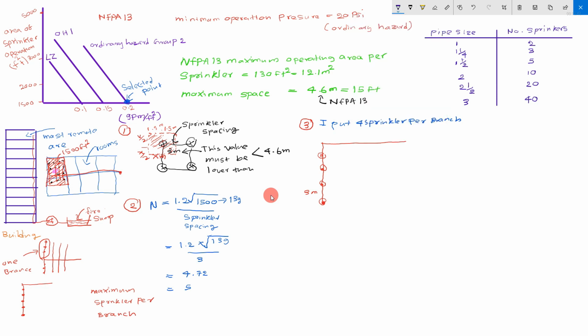Now I draw the protection area. I think it is the protection area, 1500 area. This area is 1500 area.